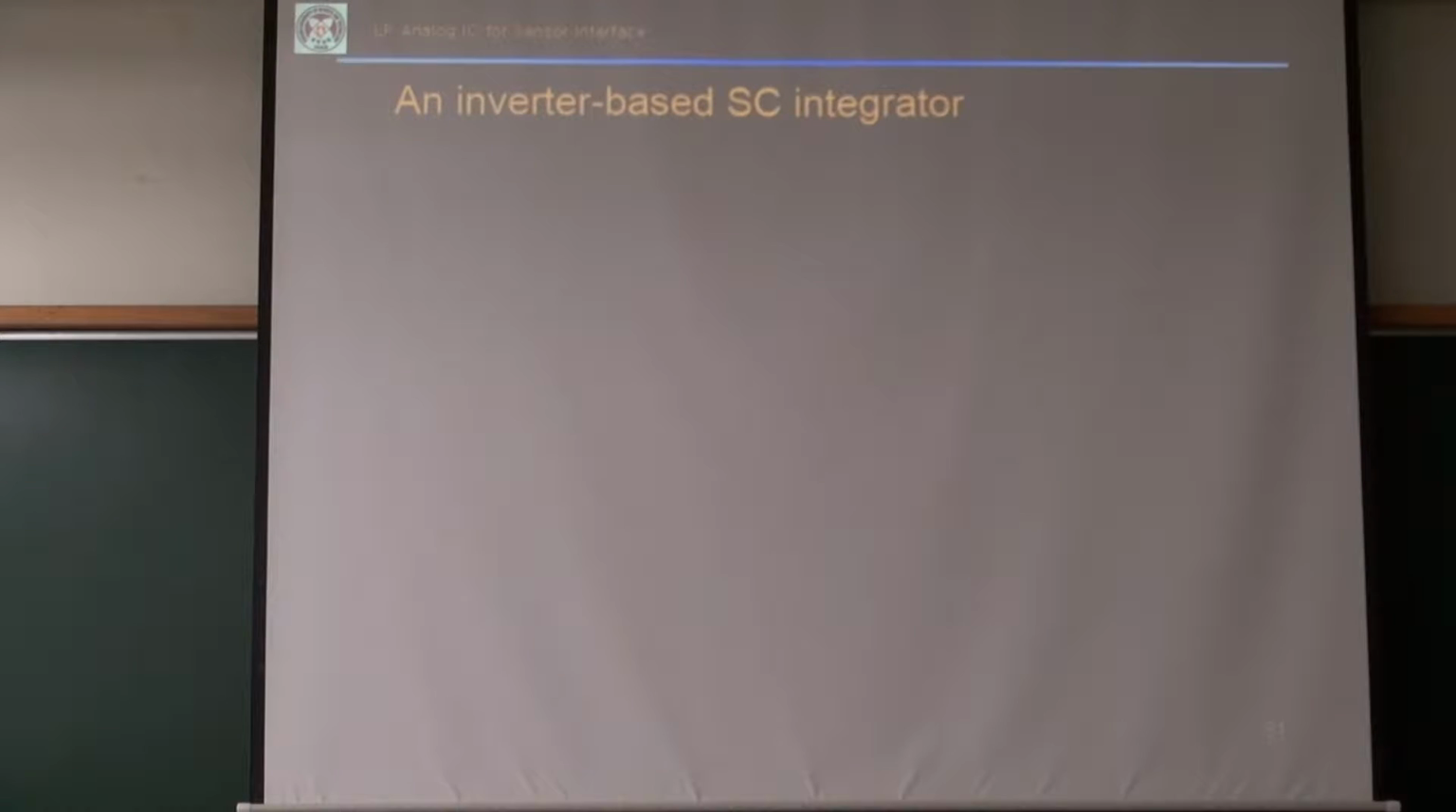So next topic is inverter-based switched capacitor circuit. There is no amplifier, just an inverter. Let's review the switched capacitor integrator, the non-inverting one.